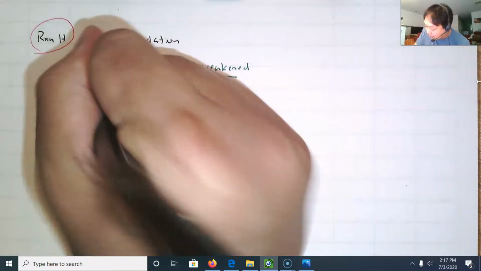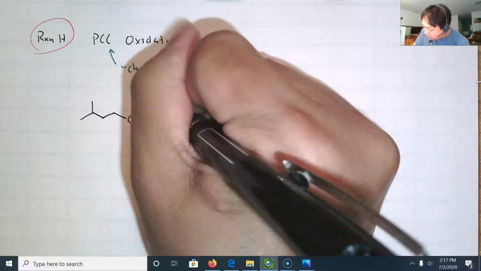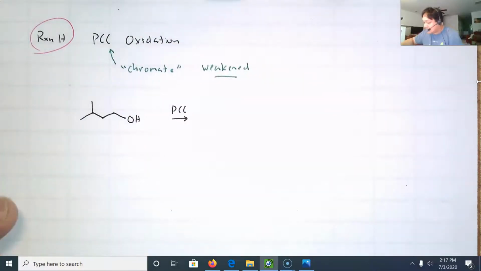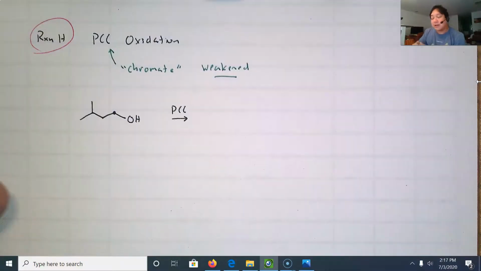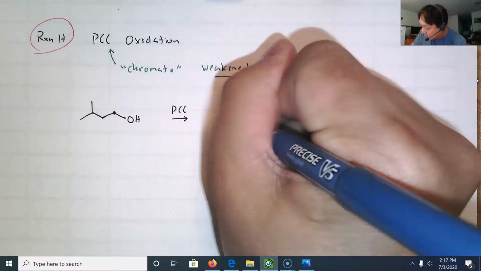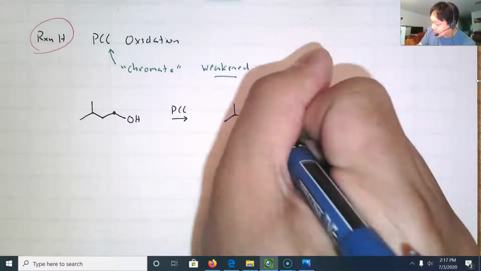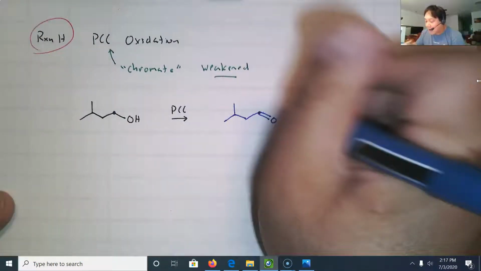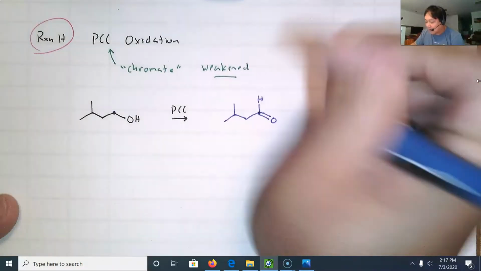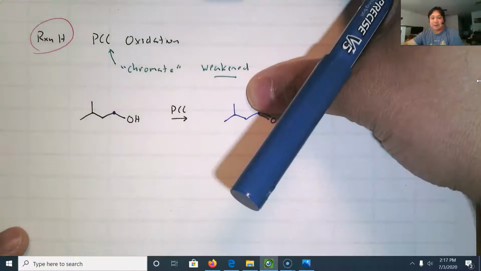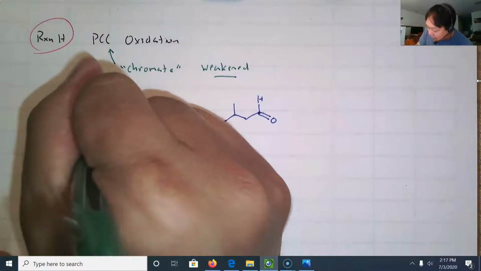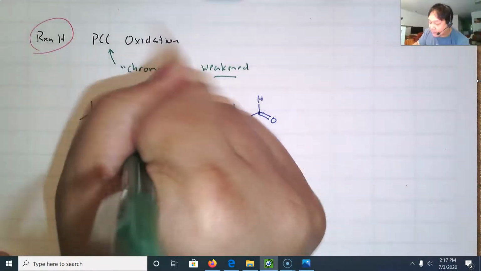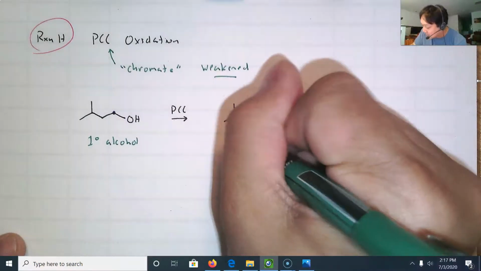Let's take this primary alcohol here, PCC. Identify the carbon you're oxidizing. It's the one next to the oxygen. And now instead of going to 3 bonds to oxygen, we're only going to go to 2 bonds to oxygen. And the easiest thing to do is to just draw your double bond to oxygen. I like to draw the hydrogen on an aldehyde. You don't have to, right? That's a perfectly fine line structure. Okay. Primary alcohol. If you want to stop at the aldehyde, just use PCC.